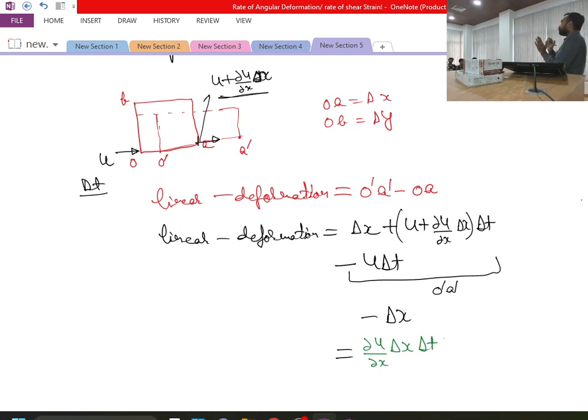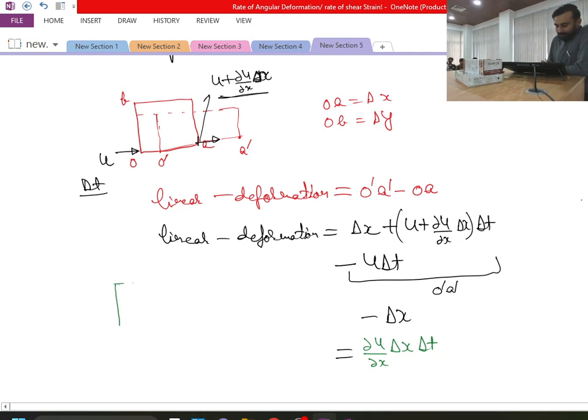Because I have to calculate the deformation. So deformation will be nothing but the new length of the element minus the original. The original length is OA, so I have subtracted Δx, and this complete term is nothing but O dash A dash. Is this one clear? Say this is your new length. This is your original length. So how much change in length is there in the fluid element? That is new length minus the original. Fine. Is it clear or still not clear? Not clear.